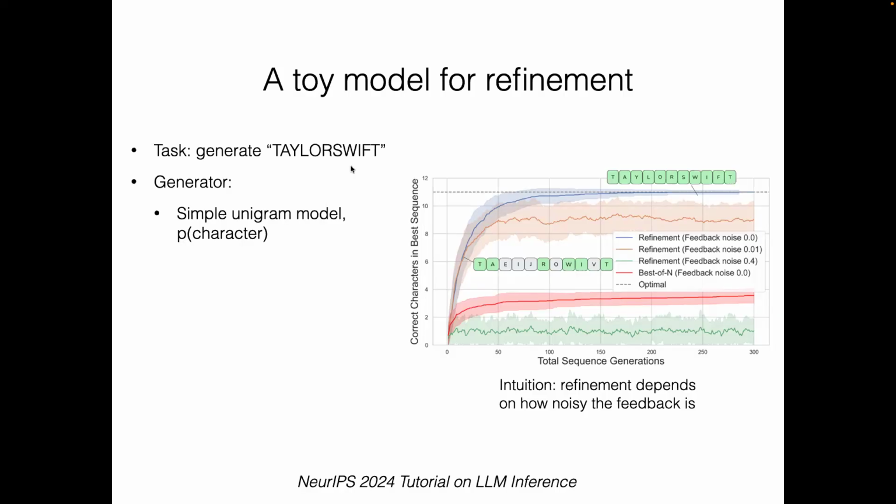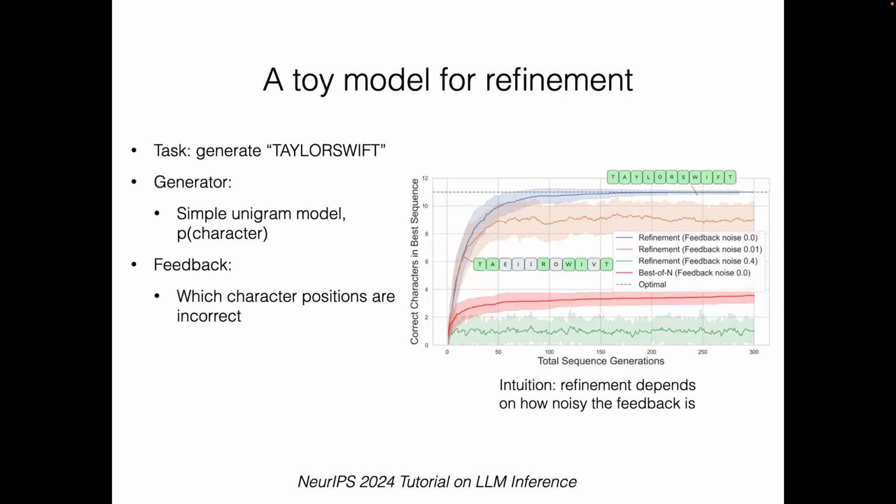But so here we just have a really simple unigram model that just produces one character. And so basically, if you try to sample these characters independently, you're almost never going to get this sequence Taylor Swift. Again, this model doesn't have access to the other characters. You just have to hope that everything aligns and you get the output. And so you can see that here, that's what this red line is showing.